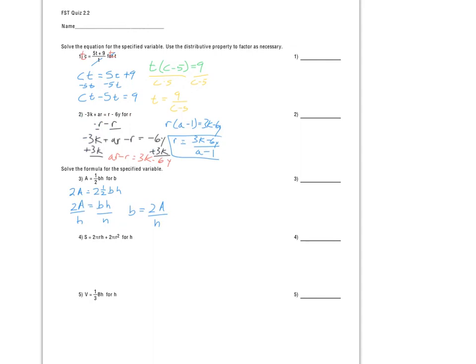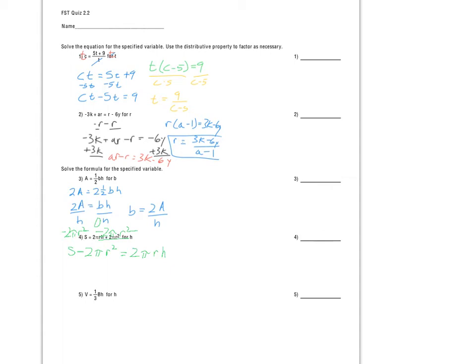And we do the same sort of process for number 4. Here we're solving for h, which of course is right here. So the 2 pi rh is the only term with h in it. So we would subtract the 2 pi r squared from both sides. Of course, that doesn't do anything with the s. So it's just s minus 2 pi r squared equals the 2 pi r h.